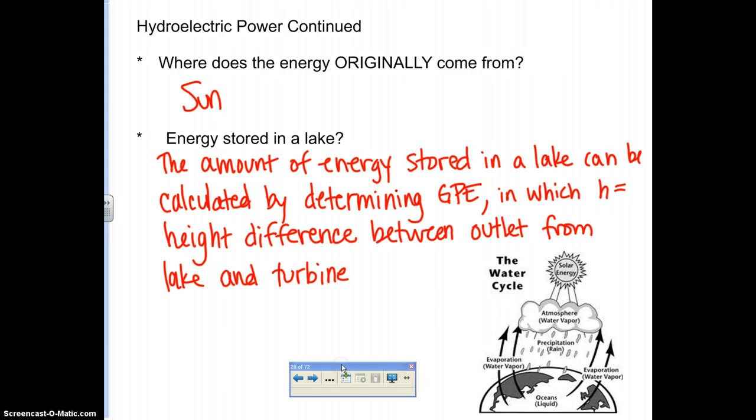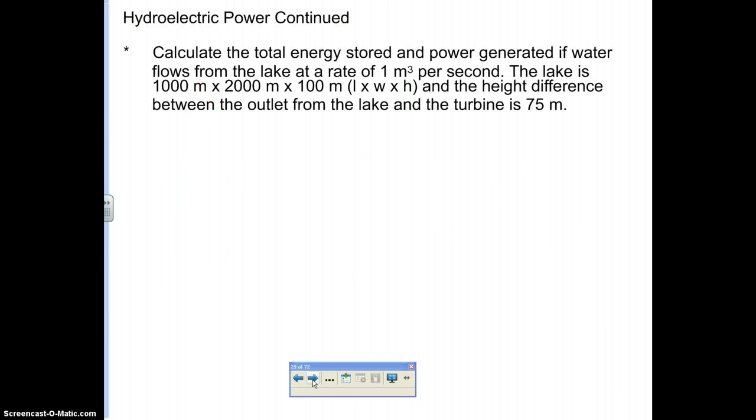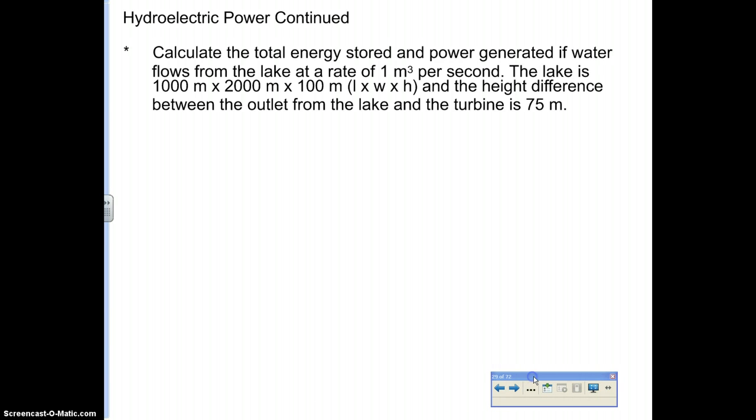This is an example of the water cycle. So this is the beginnings of how a hydroelectric power plant would even be able to work. Obviously, there has to be fall of water to fill up the lakes. Now from this, we're going to look at some calculations that we saw previously.